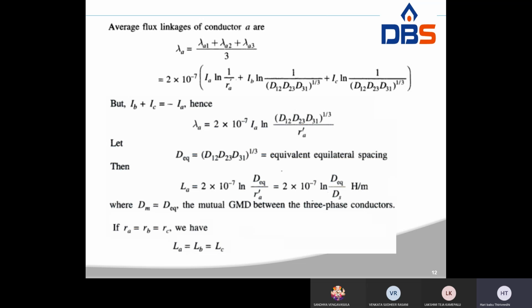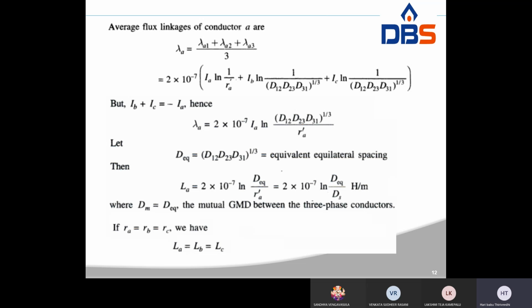But now coming to the asymmetrical spacing, 2 into 10 power minus 7 ln (D12 D23 D31) by RA dash, whole power 1 by 3. So from that, inductance, IA cancels, 2 into 10 power minus 7, D equivalent by R dash. D equivalent means that one. Suppose it is equivalent spacing, D by R dash only.